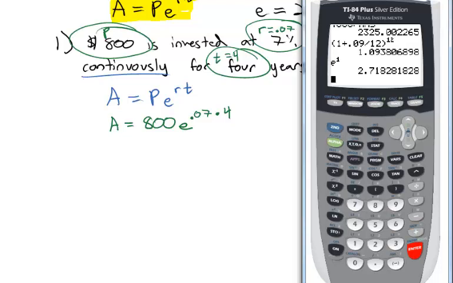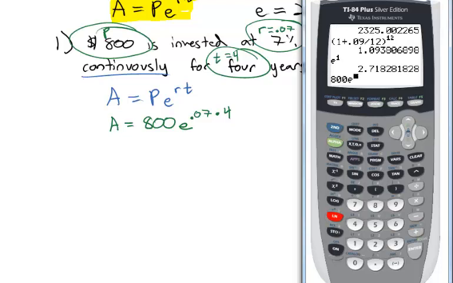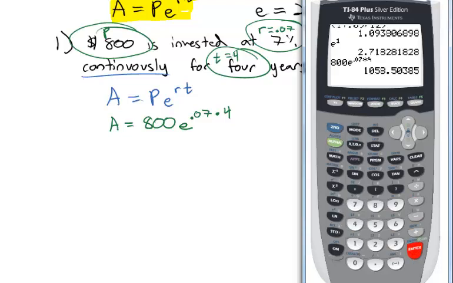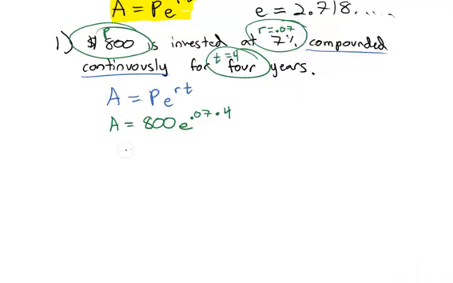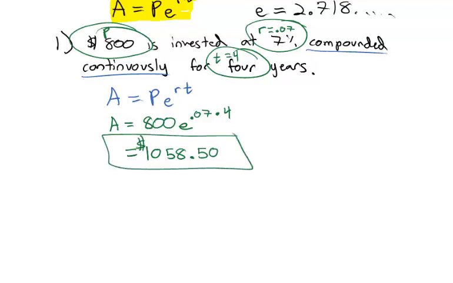Just have to type this in our calculator. 800 E, and the way we get E, again, is second, and then above the ln is the E. That should automatically stick you in an exponent, automatically open up a parentheses, 0.07 times 4, close the parentheses if you have one. Enter, we've got 1058.50. 1058.50 is the total amount in this account after 4 years.